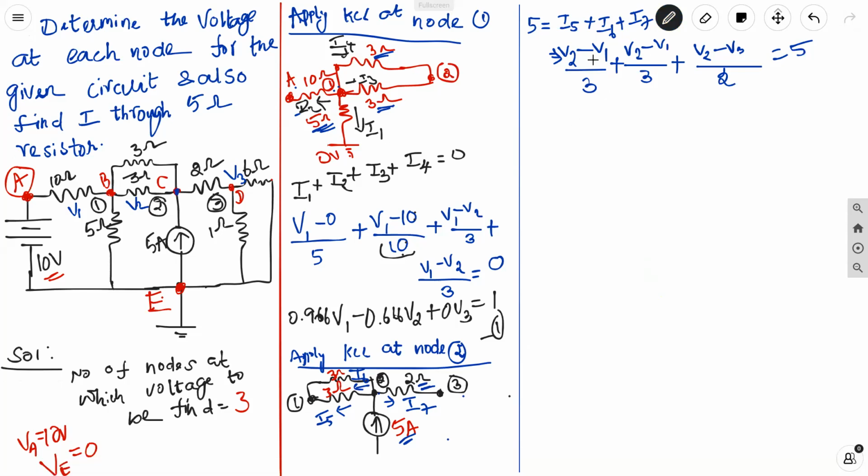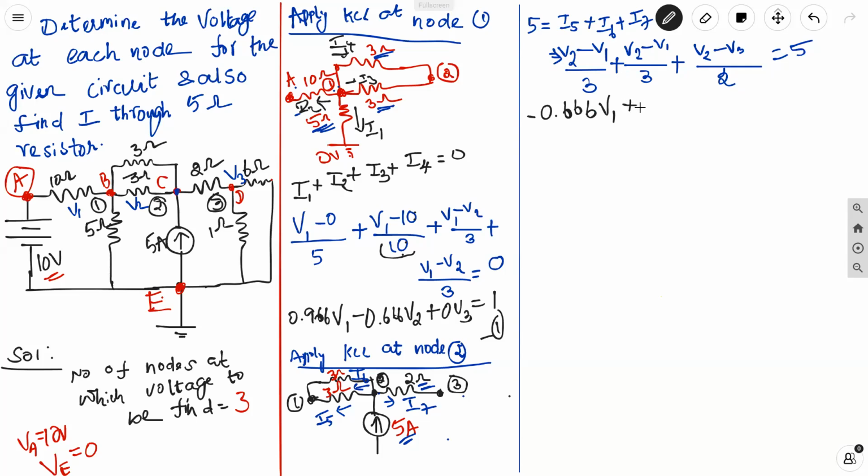First I'll try to figure out the V1 terms. There are 2 V1 terms: 1 by 3 minus 1 by 3 minus 1 by 3, so obviously it is going to be minus 0.666 V1, right? Then the V2 terms: 1 by 3 plus 1 by 3 plus 1 by 2, that is 0.66 plus 0.5, so you'll get 1.66, right?